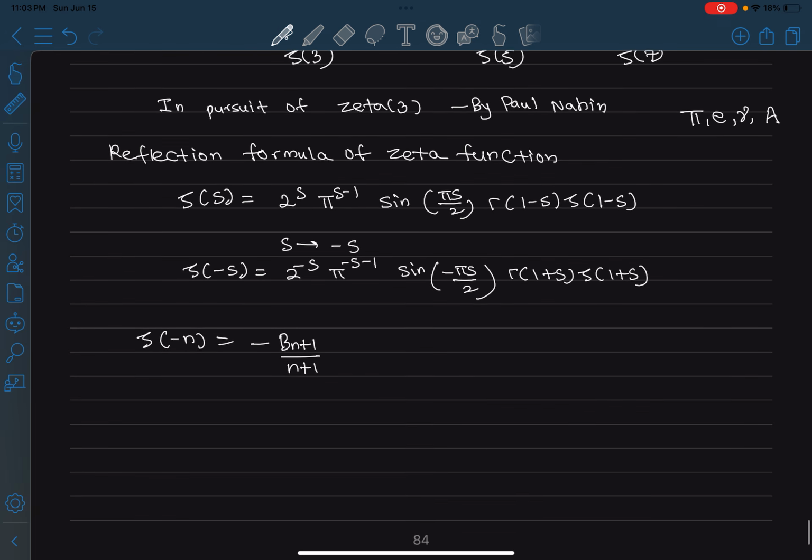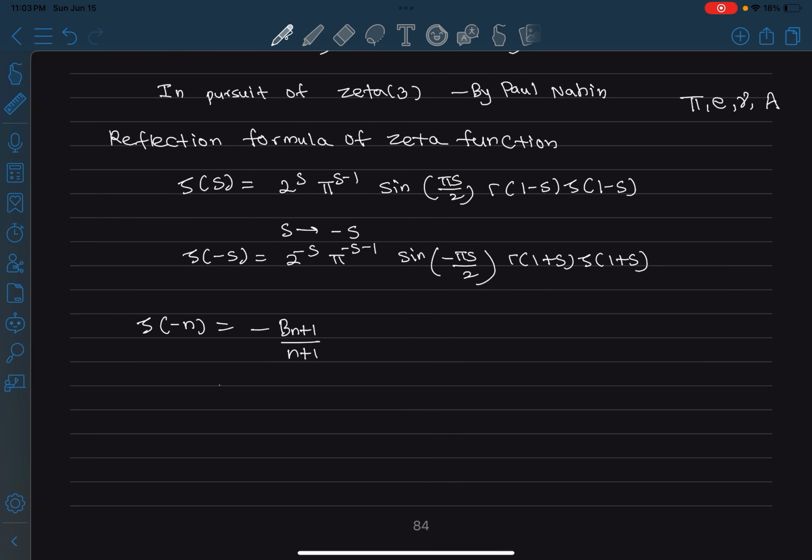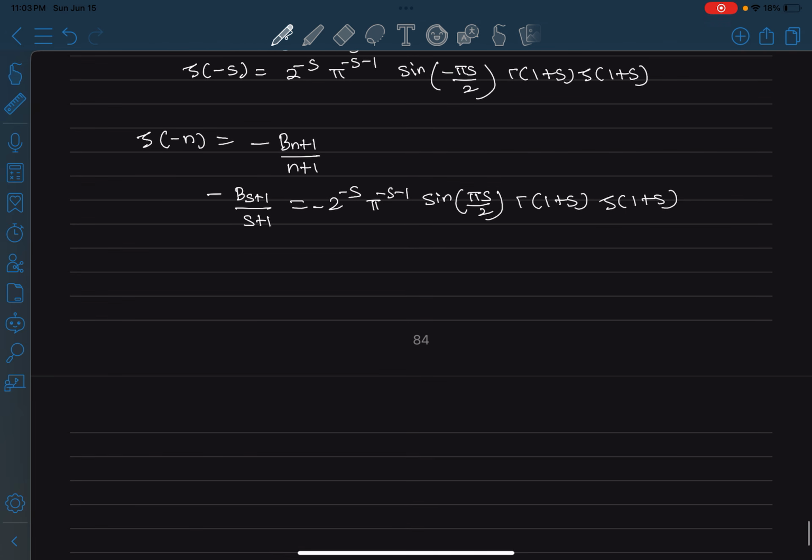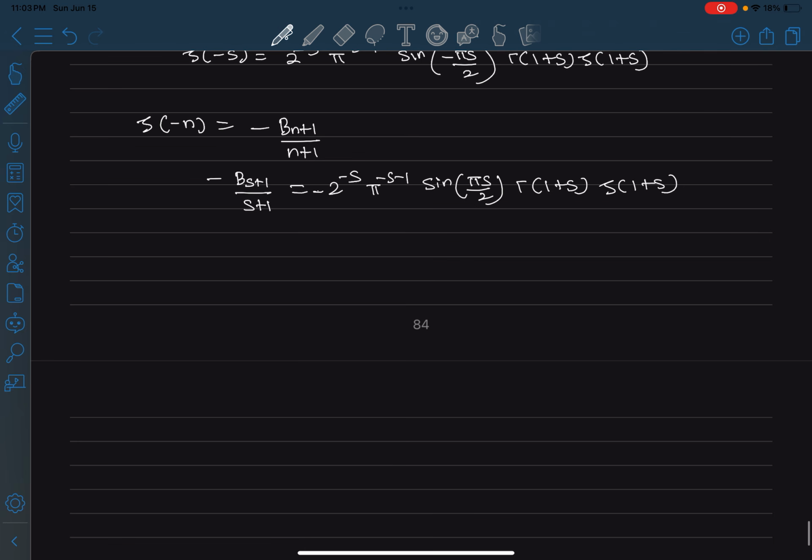Okay, so using this, we now get negative B sub s plus 1 over s plus 1 is equal to 2 to the power minus s, pi to the power minus s minus 1, and now this gives us a minus sign, sine of pi s by 2, gamma of 1 plus s, and then zeta of 1 plus s, right? Okay, so now if we try to isolate zeta of 1 plus s, this sign cancels out.